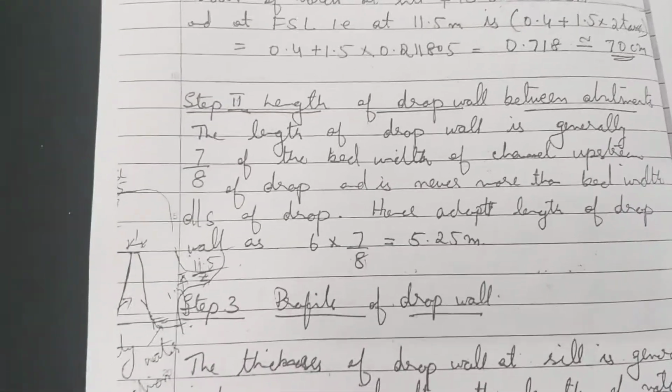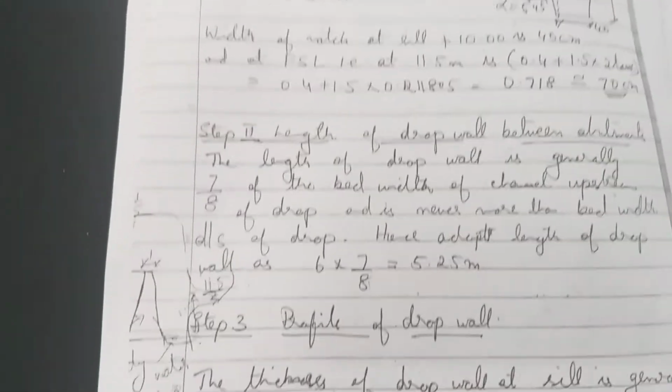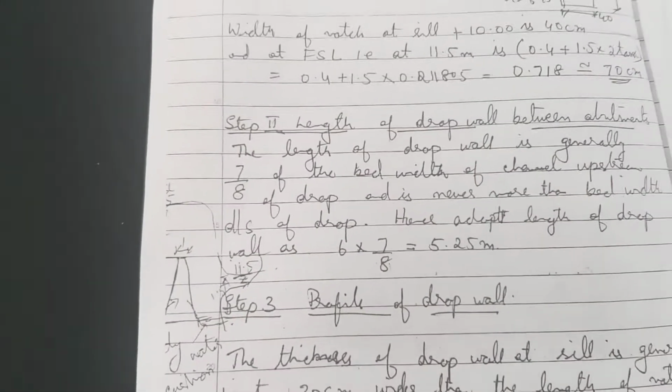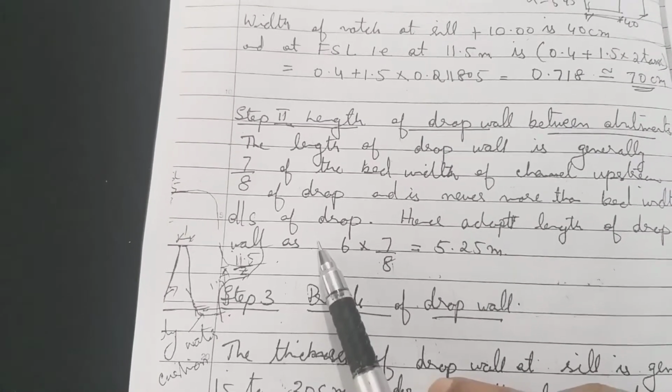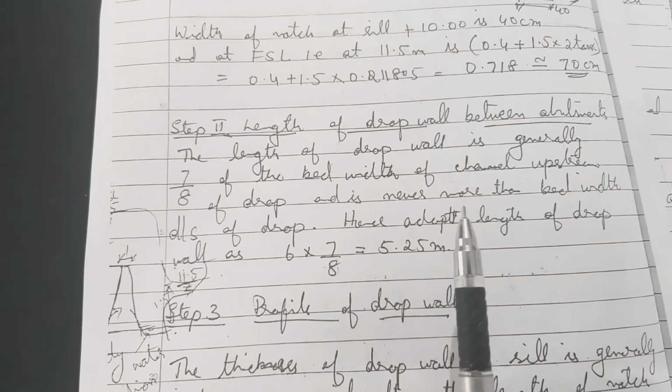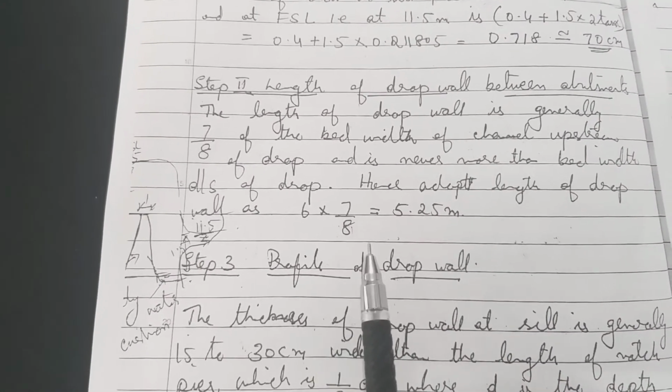The next step is length of the drop wall between abutments. The length of the drop wall is generally 7 by 8 of the bed width of the channel upstream of the drop and is never more than bed width of the downstream of drop.